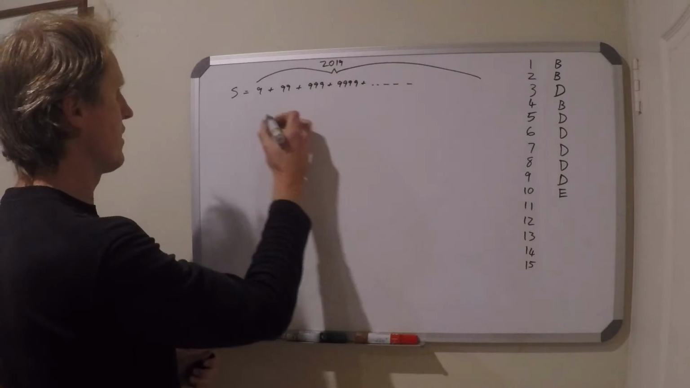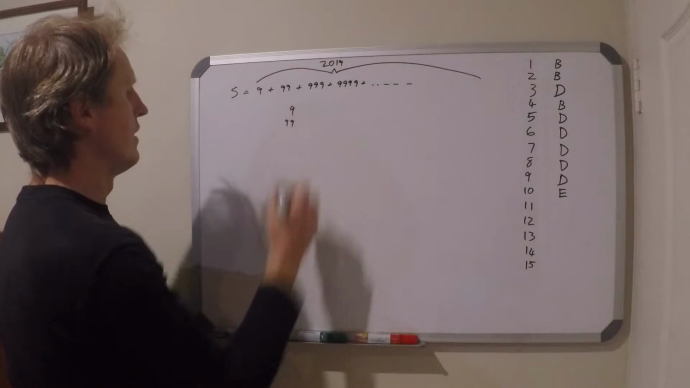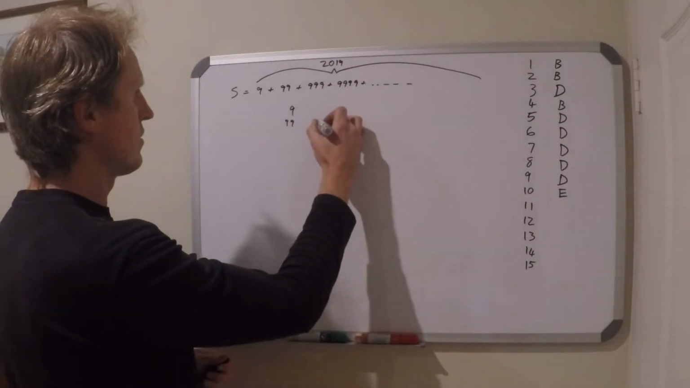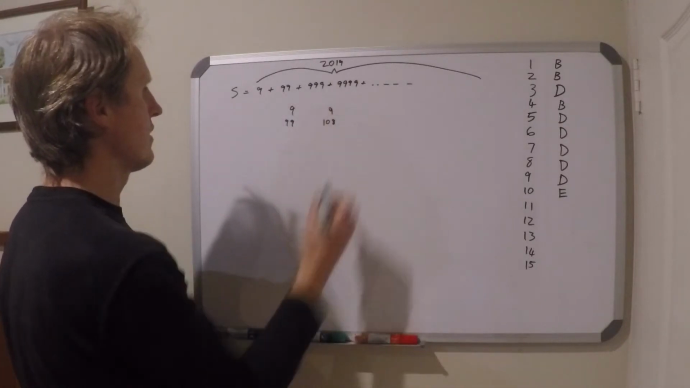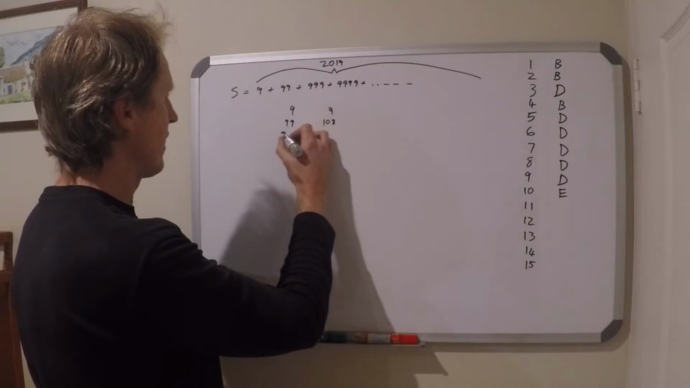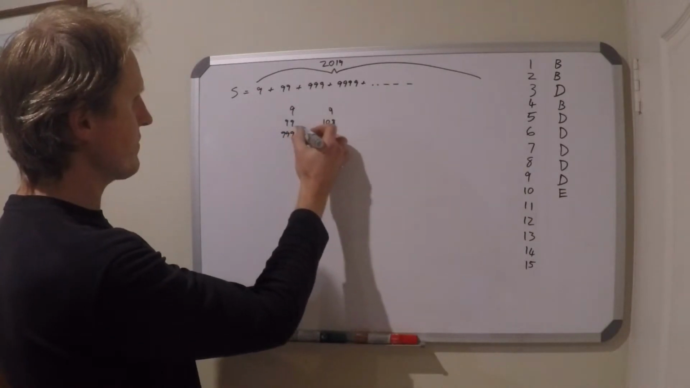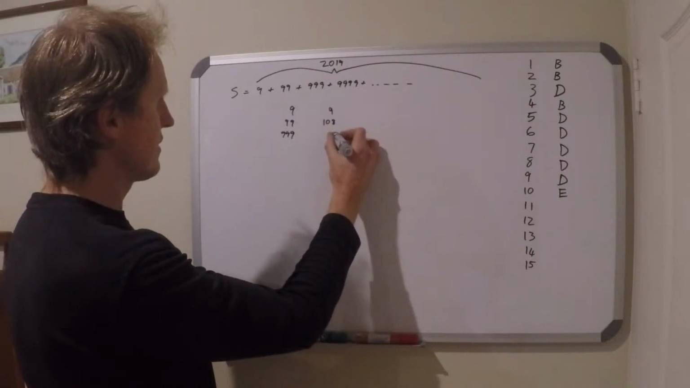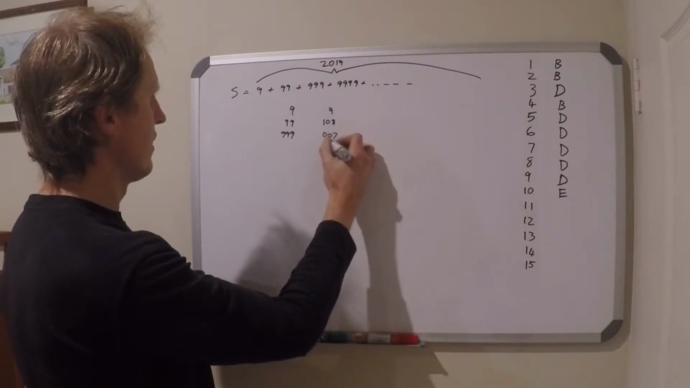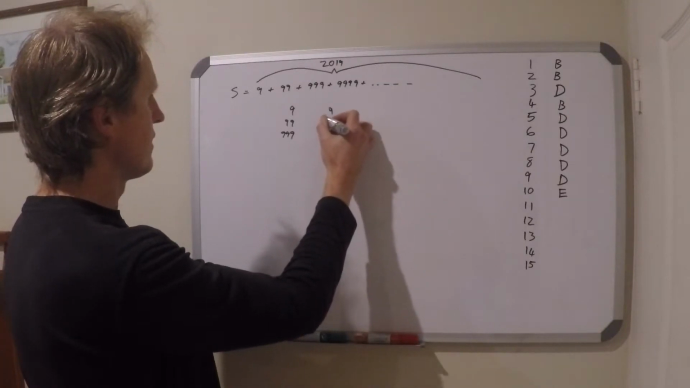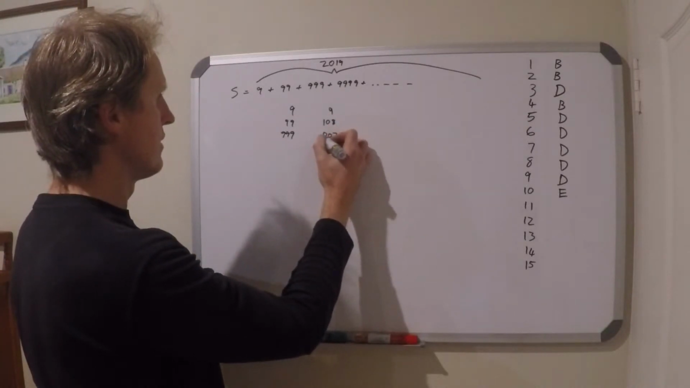So let's look at the first number, 9. What happens if we add 99? 9 plus 99 is 108. Let's see what happens if we add 999 to that. So 8 plus 9 is 7, carry 1. 1 plus 9 is 0, carry 1. And eventually we're going to get 1 plus the carry is 2, plus 9 is 11.